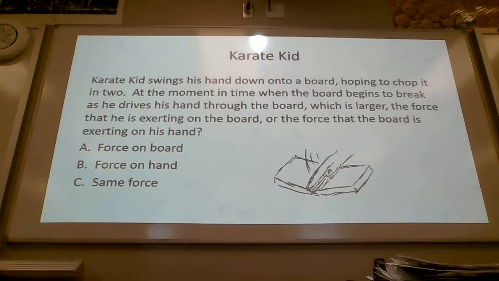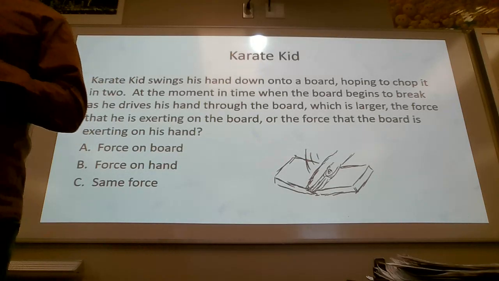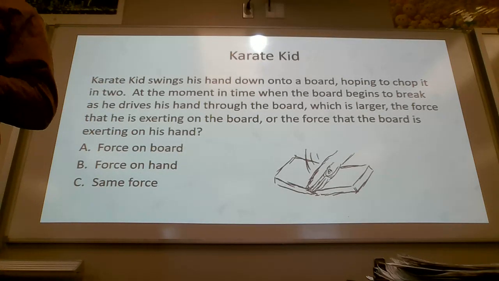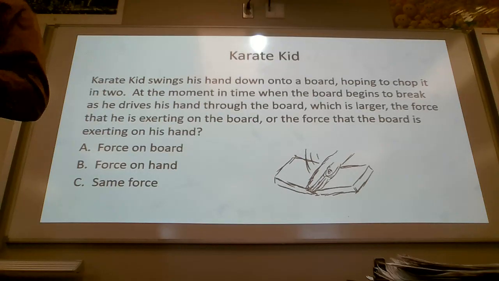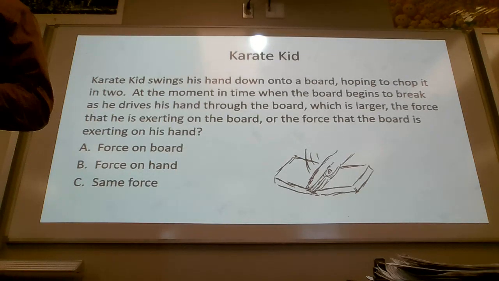If I hit a fly, it experiences the same force that I experience. The fly's body just isn't strong enough. I just feel a little nudge. The fly. Okay, does that make sense?